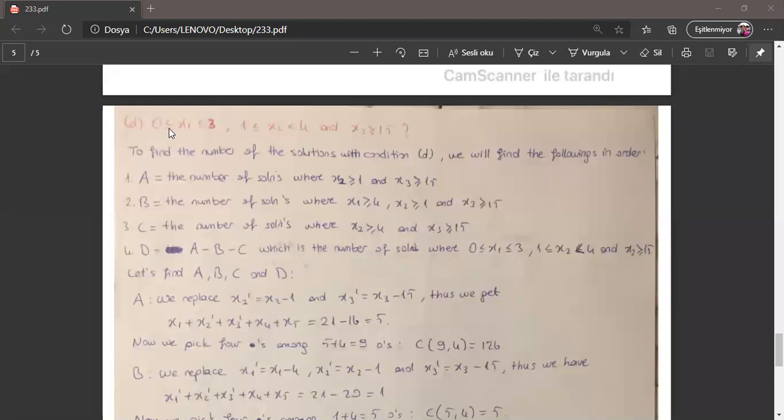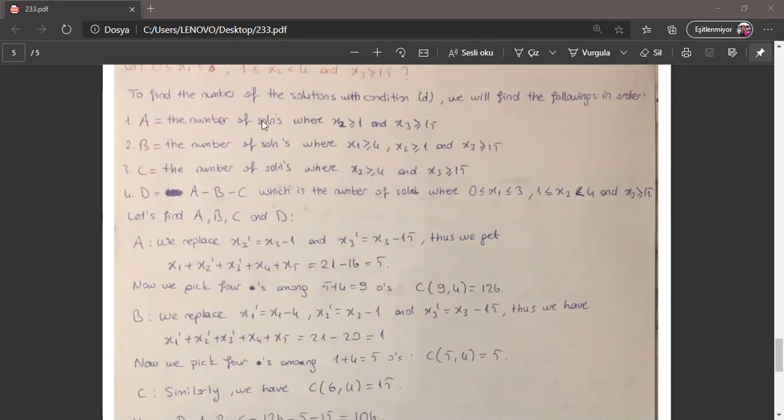What do we do now? We have these conditions. So to obtain this situation, we compute these ones. So for A, first we need to compute this number, where x2 is greater than or equal to 1, and x3 greater than or equal to 15. First we compute this, then this condition, then this, and finally we'll have the number D, which gives us exactly what we want here.